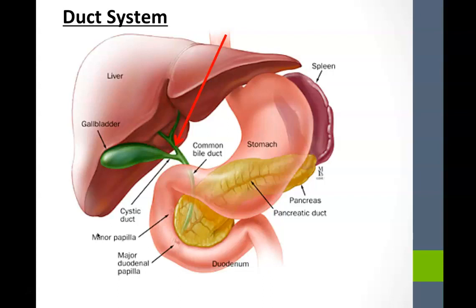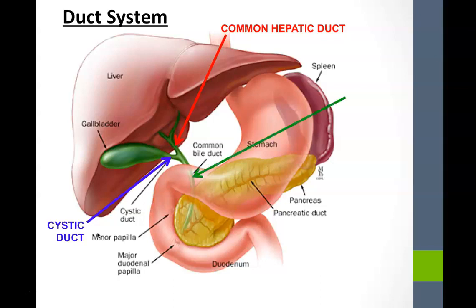So what would this be called here? This would be your common hepatic duct, and this one here, well, the label's there on that one, but that's going to be your cystic duct. And then here we would have your common bile duct, because your common hepatic duct came together with your cystic duct to create this common bile duct. And then this here would be your main pancreatic duct.